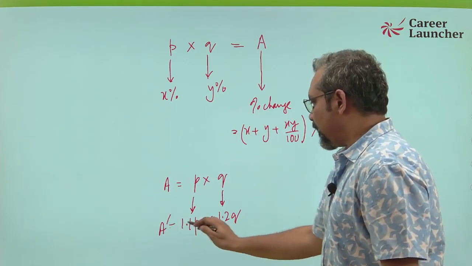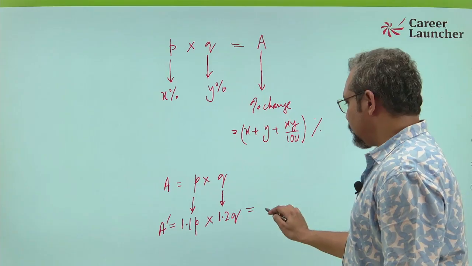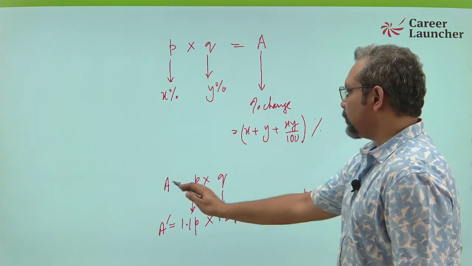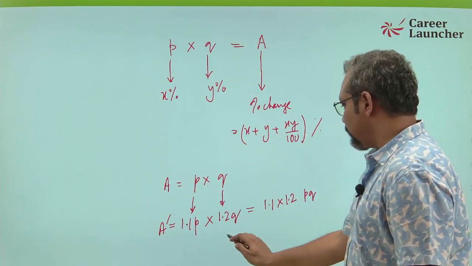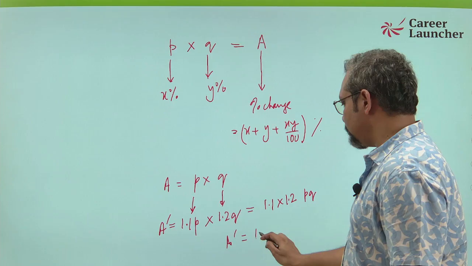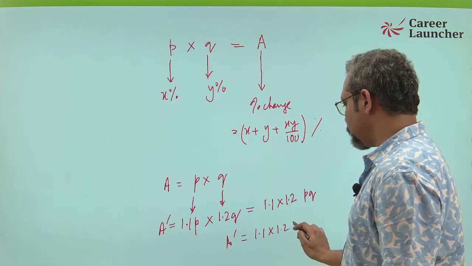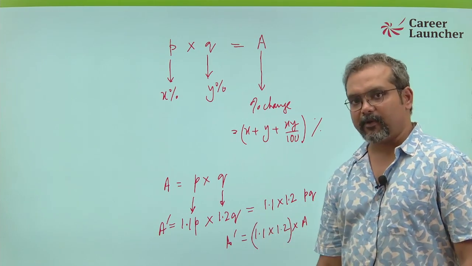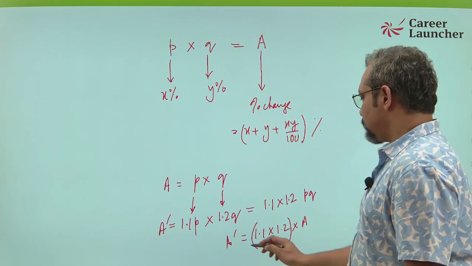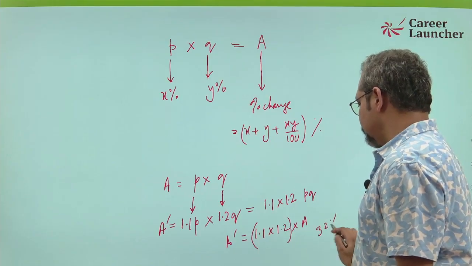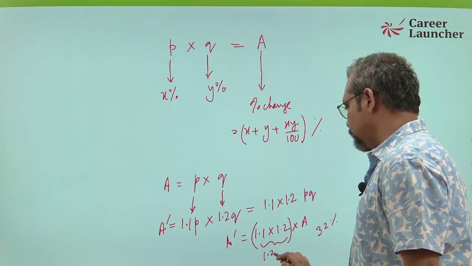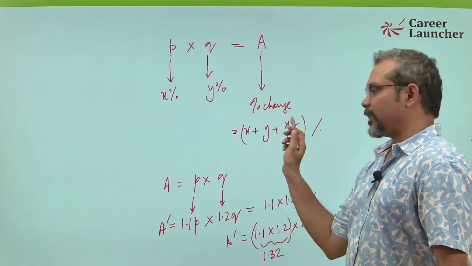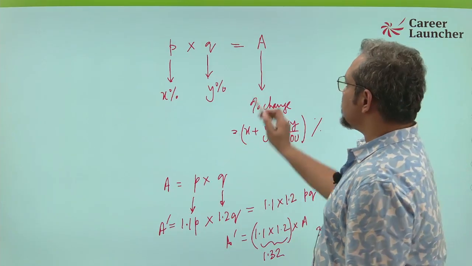So now if I simplify this, it is 1.1 times 1.2 times PQ. But we know PQ is A only, right? So what do we have? A dash is 1.1 times 1.2 times A. Means the value of A has become 1.32 times. So the percentage change is 32% because this value is 1.32. Now we might very well have just used this instead, 10 plus 20 plus 10 times 20 over 100. So this is the application.